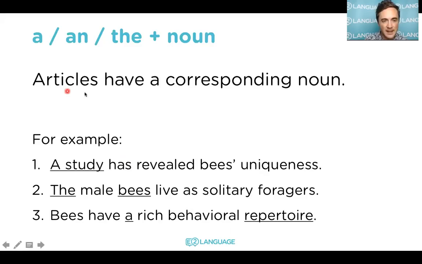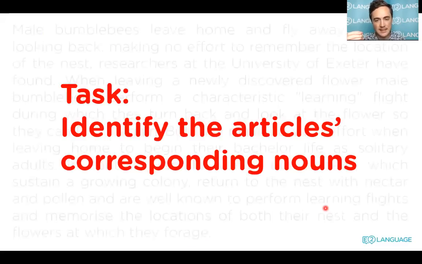You can see that articles have a corresponding noun. A study, the bees, a repertoire. Okay? It always comes before the noun. Articles always come before the noun. Now, what I want you to do, this is a bit more of a difficult task. I want you to identify the article's corresponding nouns.